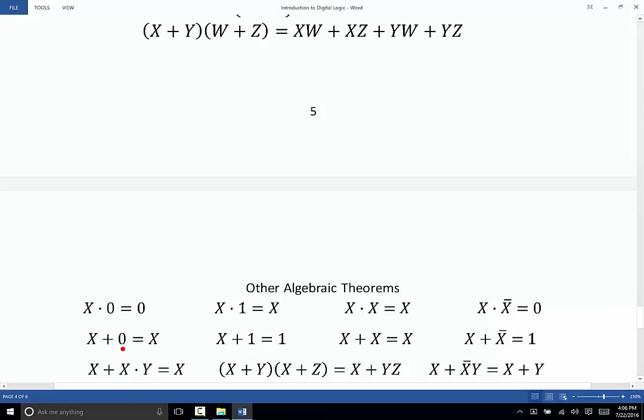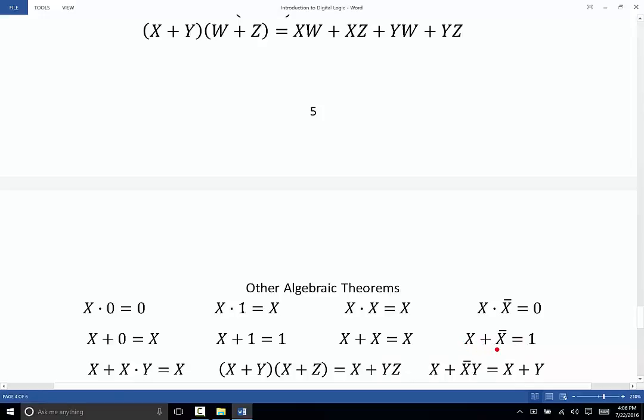If you have x or 0, the or 0 doesn't make any difference. You're just going to get x back again. X or 1, well, no matter what you OR with 1, you're just going to get 1 out. X or x, doesn't matter if you OR something with itself, you get that same thing back again. And then x or not x.